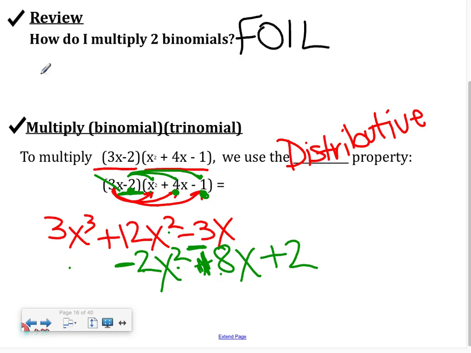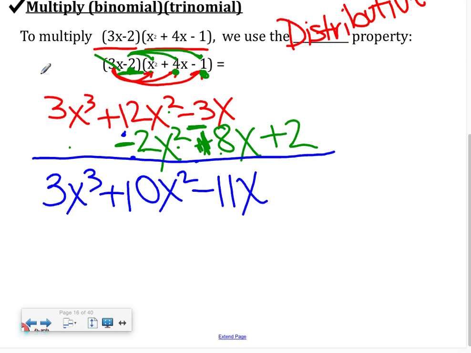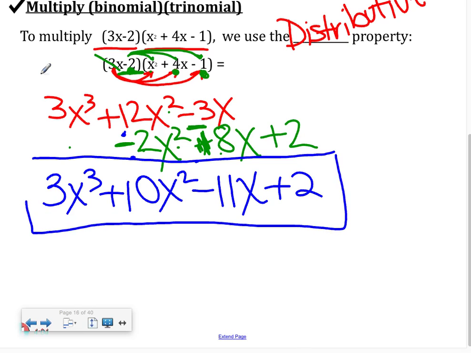From here now, we do have to combine like terms. So I'm going to combine all my like terms. So I see I have 3x to the third. That's the only one I have, so I'm just going to bring that down. I notice I have positive 12x to the second minus 2x to the second. So now I have positive 10x squared. I have negative 3x and negative 8x, so altogether that's negative 11x. And then we just have that plus 2, so that will come on down. So this all together is our answer.